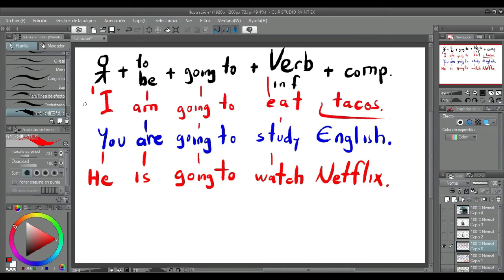Remember, for this, the noun, it all has to be the same. I, you, we, they, he, she, and it. For verb to be, remember, I am, you are, he is. I am, you are, we are, they are. He is, she is, it is. Going to in all, wait a second.